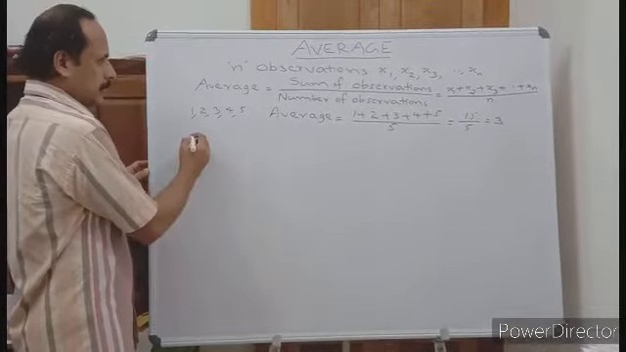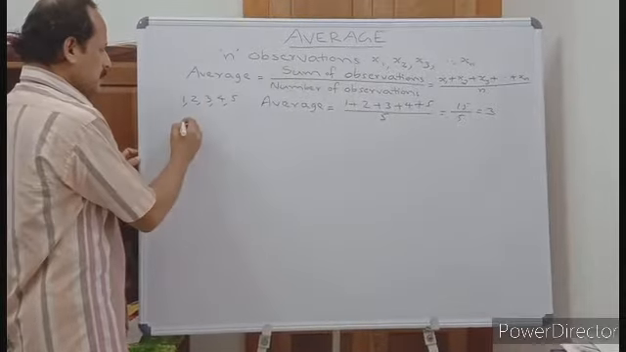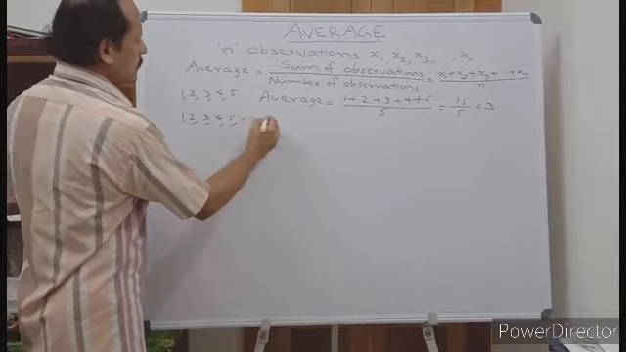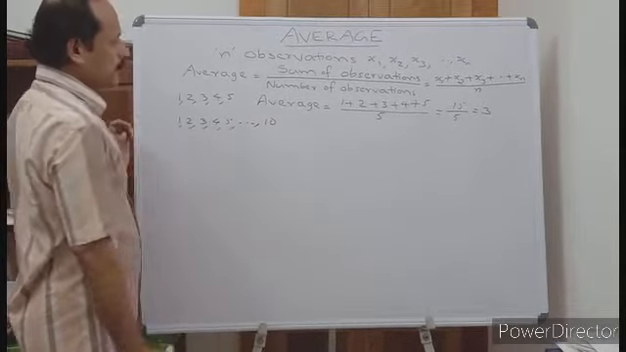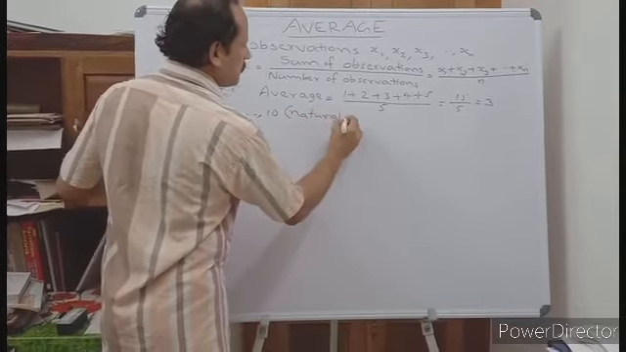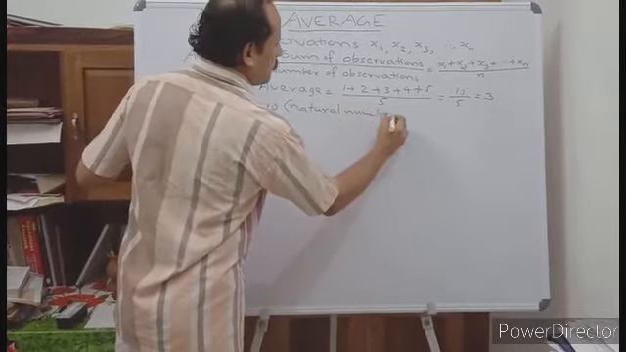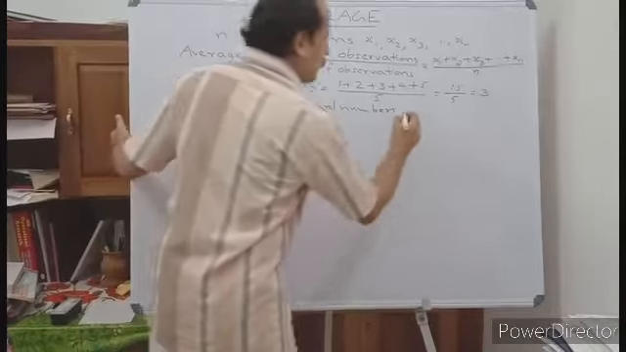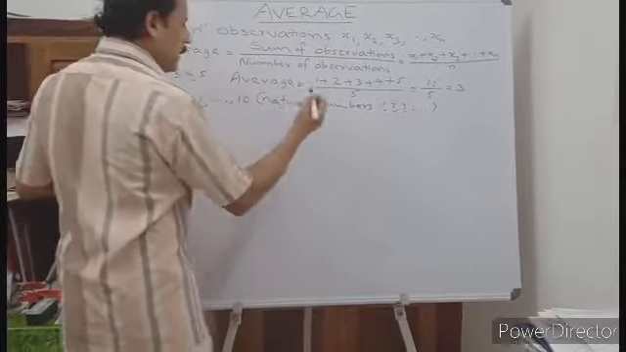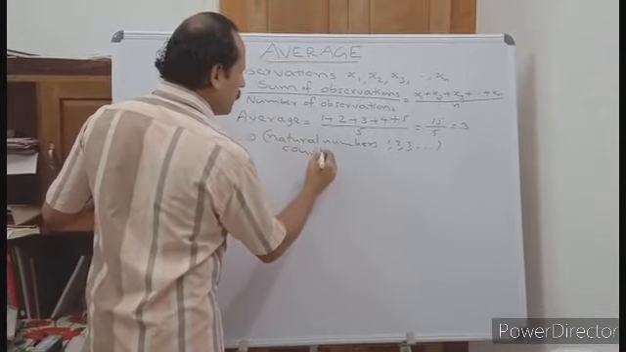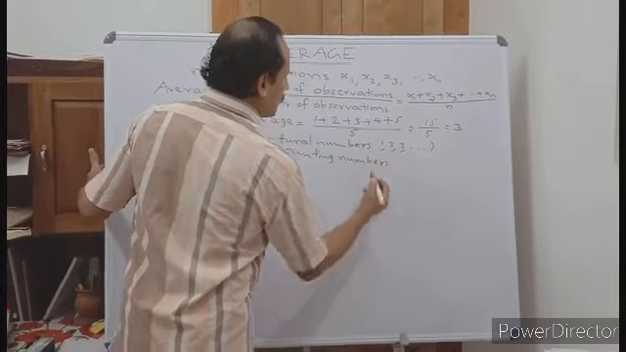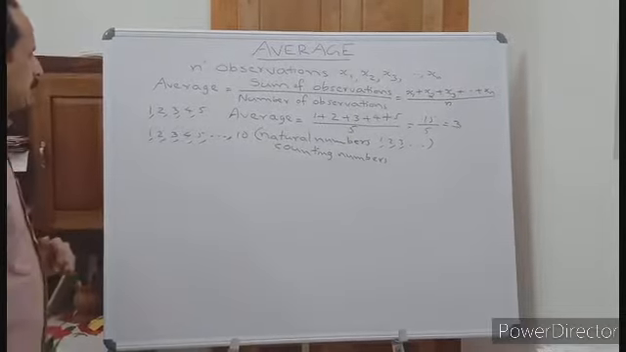Now you take the first 10 natural numbers, that is 1, 2, 3, 4, 5, etc. 10, and they are called natural numbers. Which are the natural numbers? 1, 2, 3, etc. are called natural numbers, and they are the counting numbers.